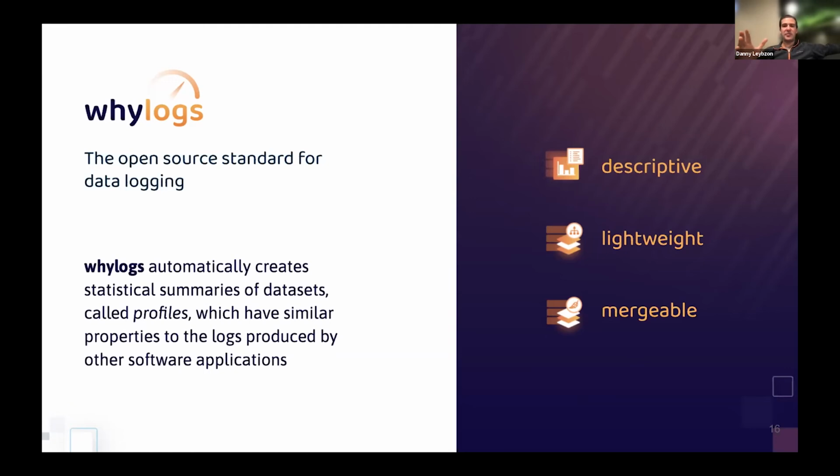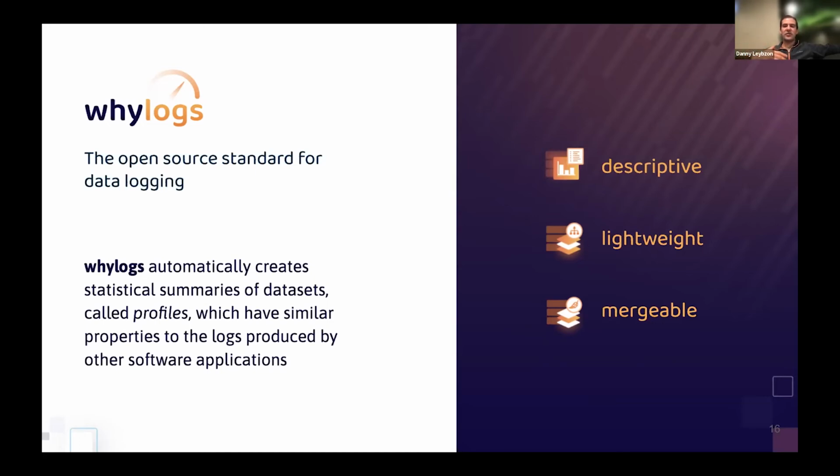Now, in addition to being descriptive, WhyLabs profiles are also lightweight. They're meant to be really small summaries of data sets. What we've seen is that there is more than a 1,000x decrease in the size of a data set when it's been profiled. That's because instead of needing to track every individual data point, we're taking a really high information entropy summary of the data set in order to generate these distributions.